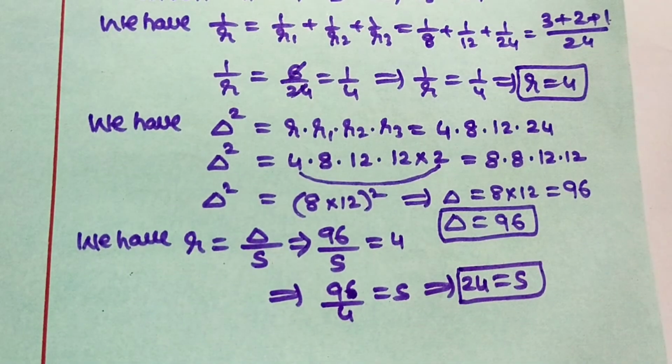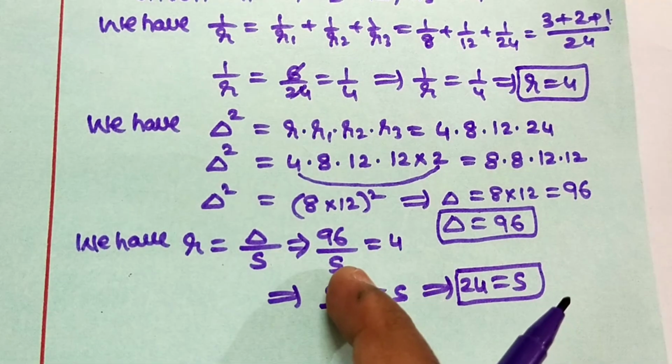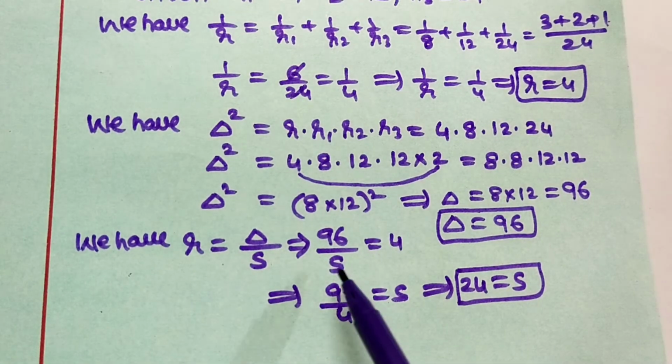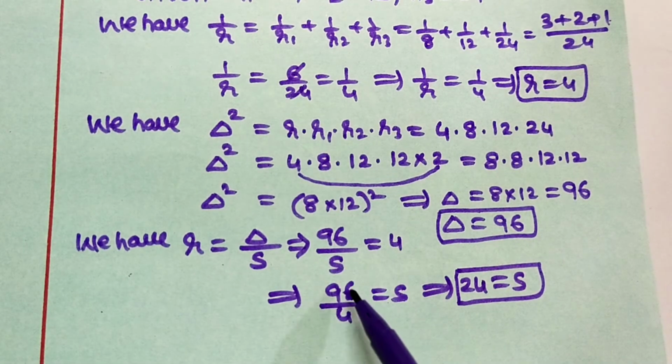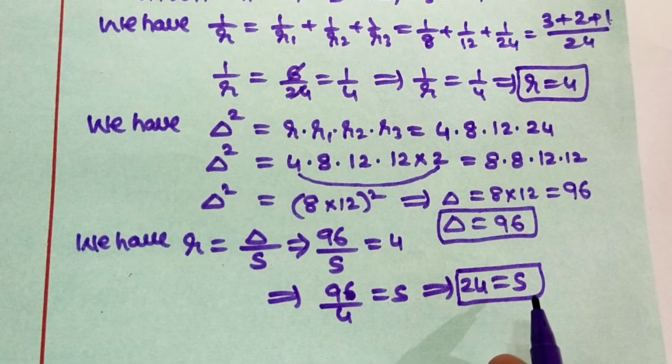After getting the value of S: R is equal to delta by S. That implies delta value is 96, S value we don't know, which is equal to R value 4. So S and 4 we interchange. S we can take this side and 4 we can take here. 96 by 4 is equal to S, 24. 4 2s are 8, 1 will be there, 4 4s are 16. S value we got it.